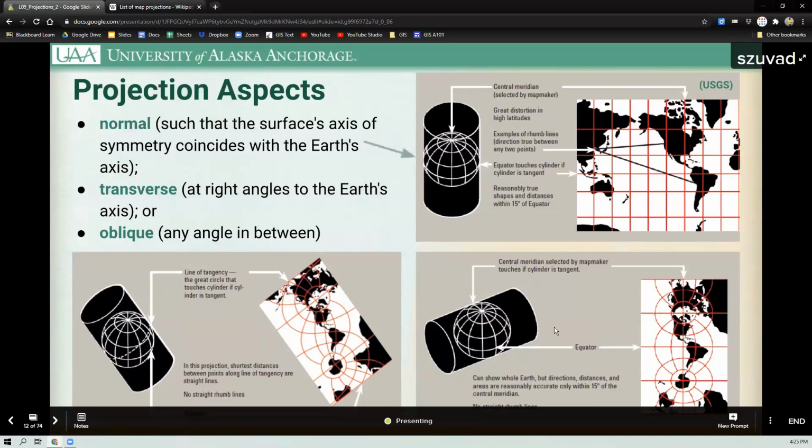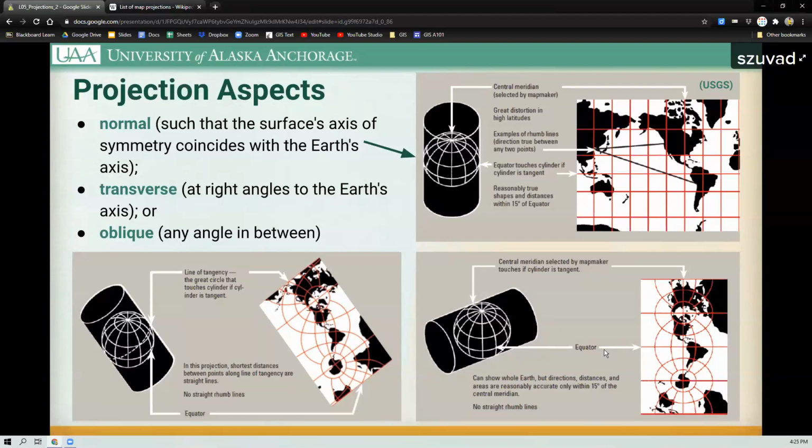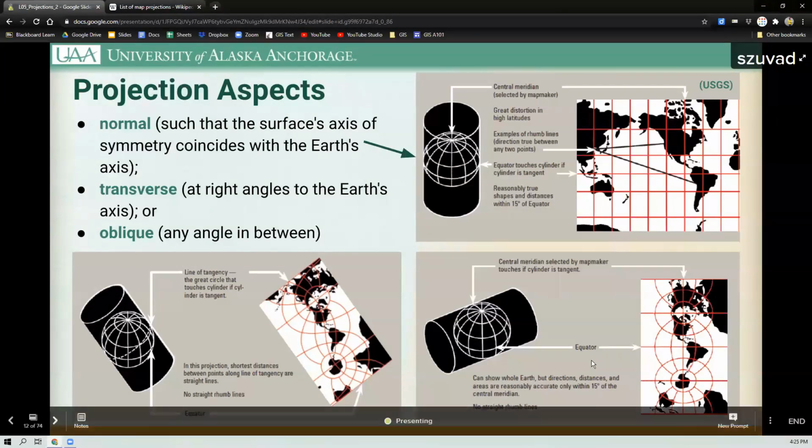For a transverse system, the axes of the cylinder versus the axis of the Earth are at right angles to each other. And this has the effect of reducing some of that polar distortion that we were talking about. And this is a kind of a visual representation of what would happen to all of those globes if it was exactly at this orientation.